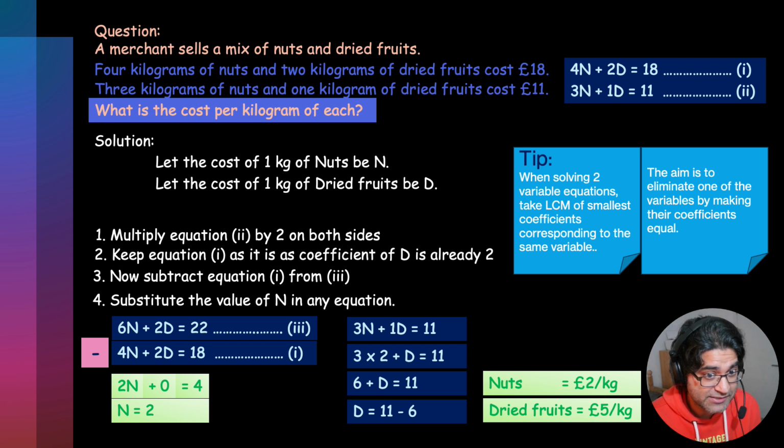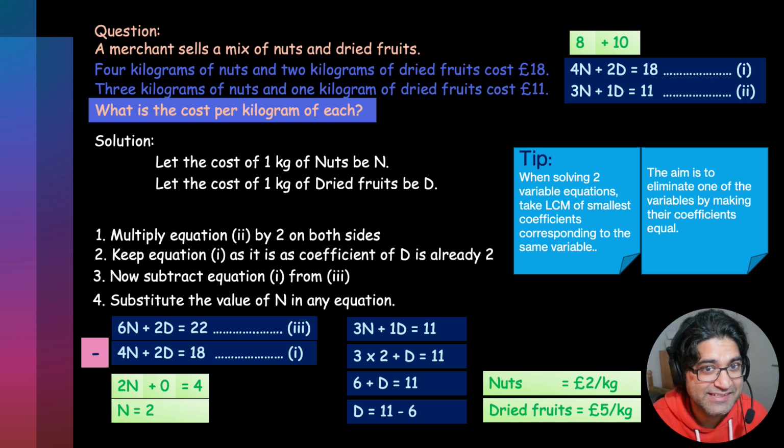It will be a good practice to substitute both n and d in the other equation. The other equation is equation number 1, 4n plus 2d equal to 18. Let's see what happens when we substitute the value of n and d. Are both sides equal or not? So 4n becomes 8 because 4 times 2 is 8. 2d becomes 10 because 2 times 5 is 10. And 8 plus 10 is 18, which is same as your right hand side. So 18 equal to 18. It is a check completed, and I'm more confident that my solution is correct.